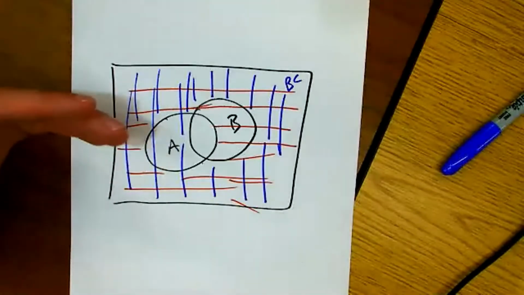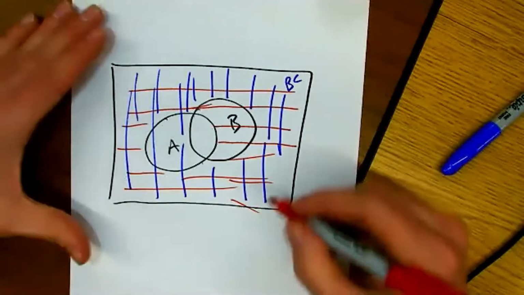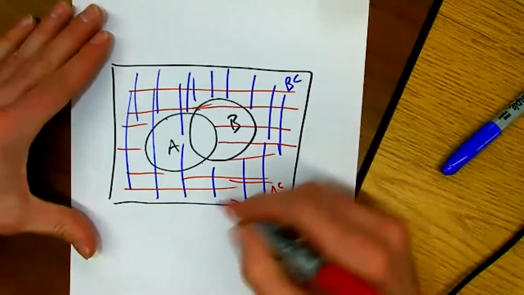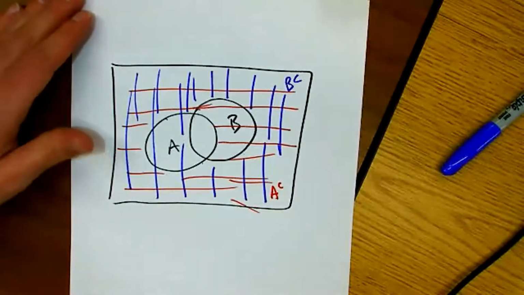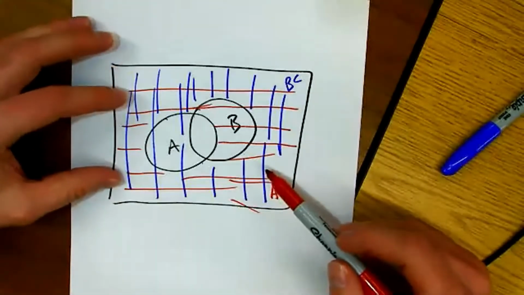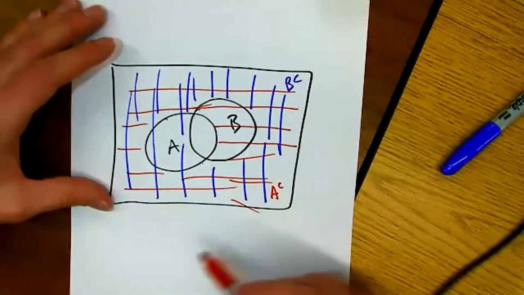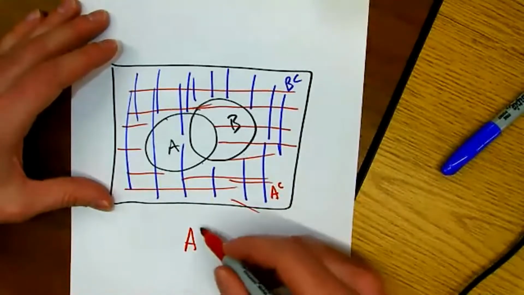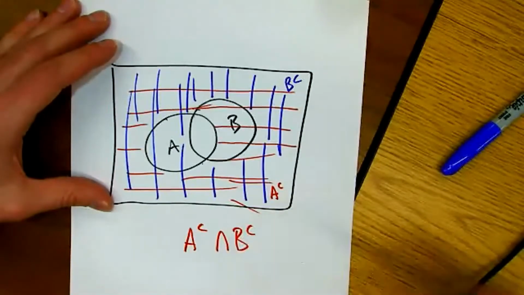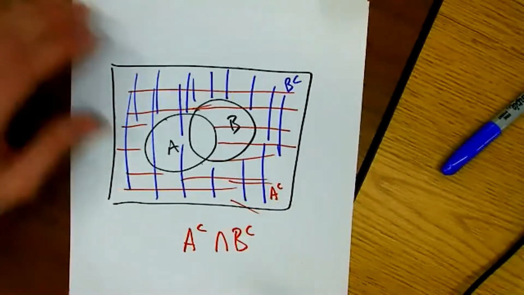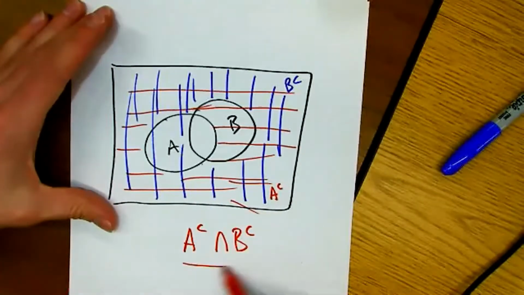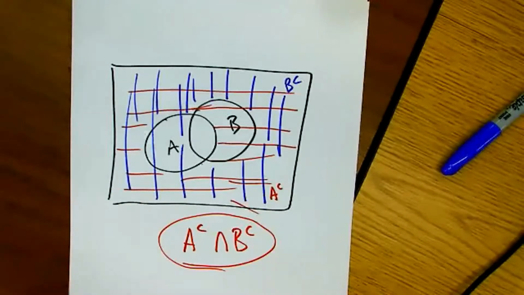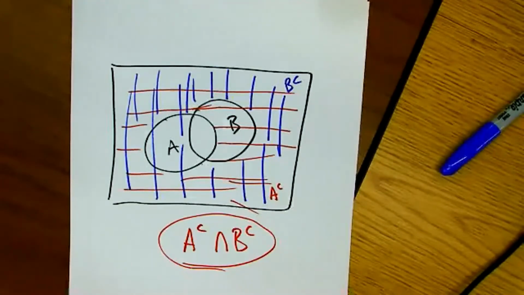I should write this here. The red area, the horizontal lines, was A complement. So everywhere the blue and the red shaded areas intersect, that means I'm in both A complement and B complement. That's why everything outside the union, I said, I could think about as the intersection of those two events' complements. That's why that holds. Okay? We okay with this?